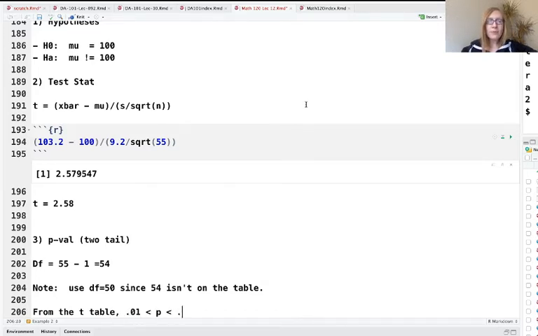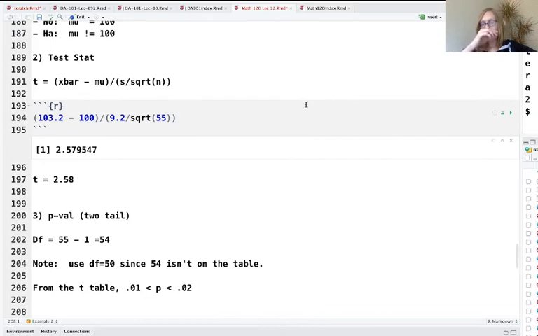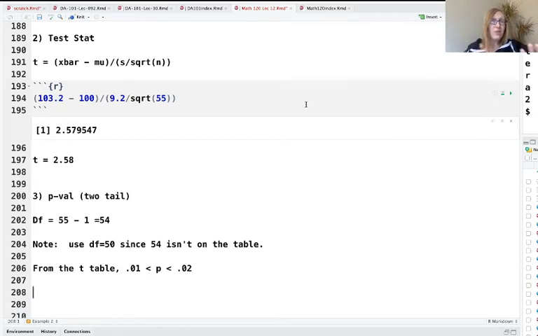From the table, our p-value is between 0.02 and 0.01. We don't know exactly where in there our p-value is, but that's okay. It's still enough information for us to do the test.